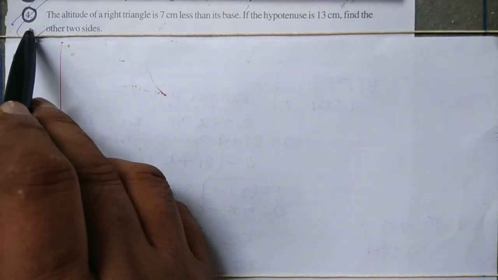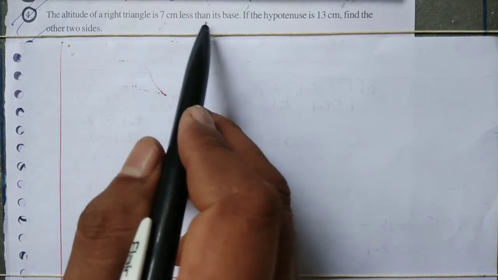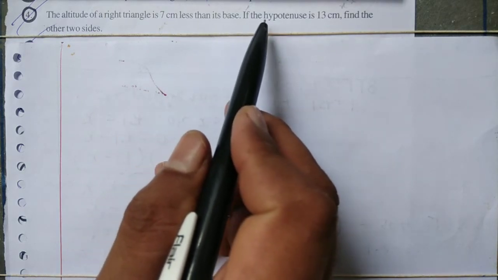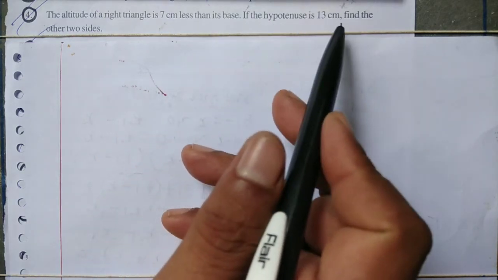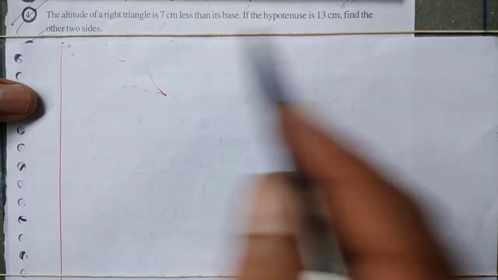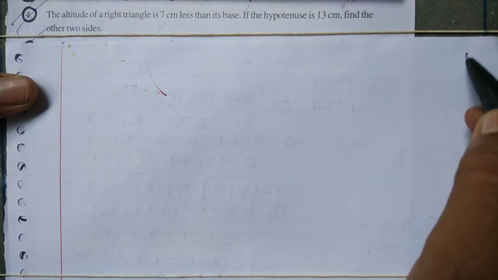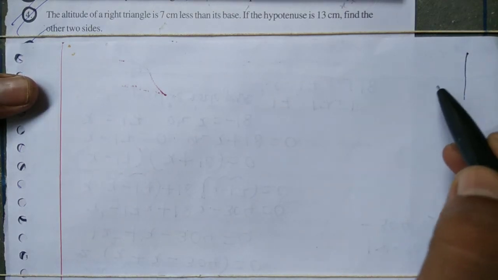Question number 4. The altitude of a right triangle is 7 centimeters less than its base. If the hypotenuse is 13 centimeters, find the other two sides. For this problem, first we have to draw a rough diagram.